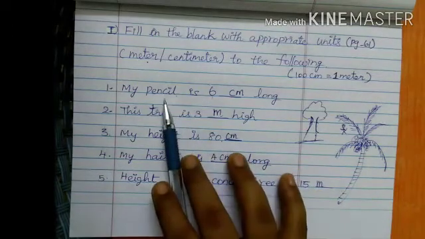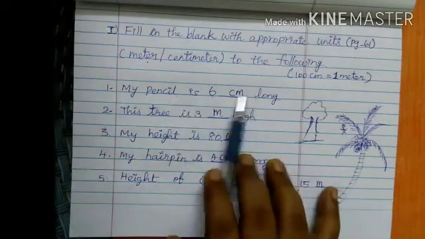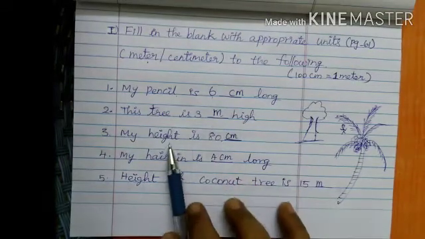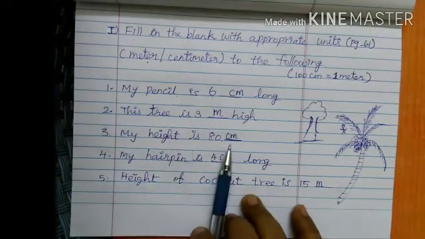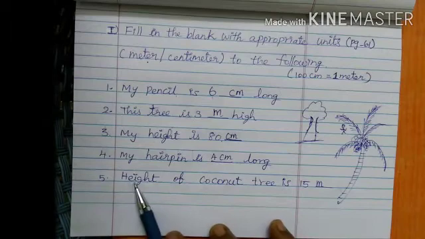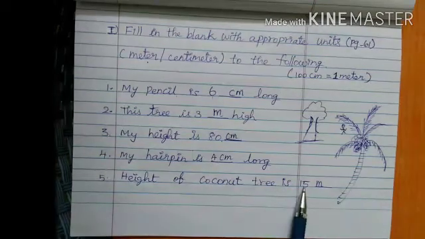So the pencil is small size, so centimeter. The tree is long, big size, so meter. Your height is small, so you write centimeter. The hairpin is small only, so centimeter. The coconut tree height is long, so that's why write meter here.